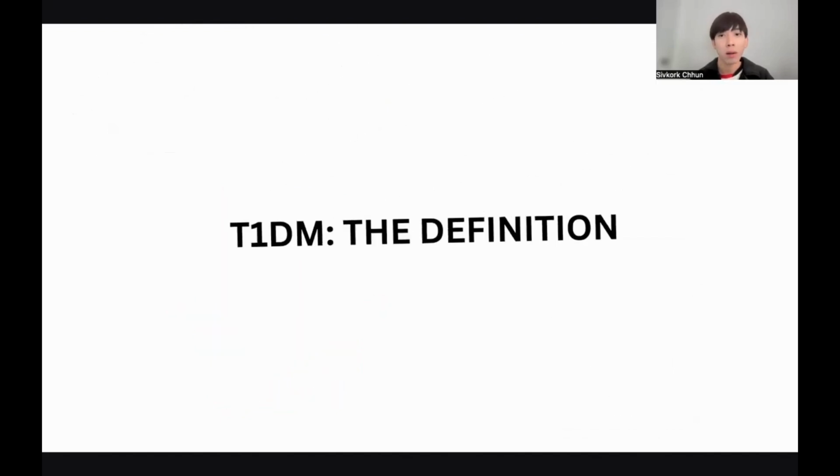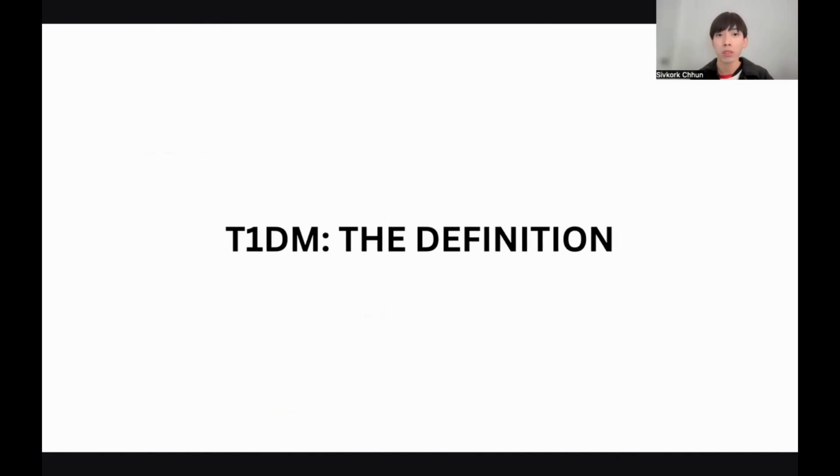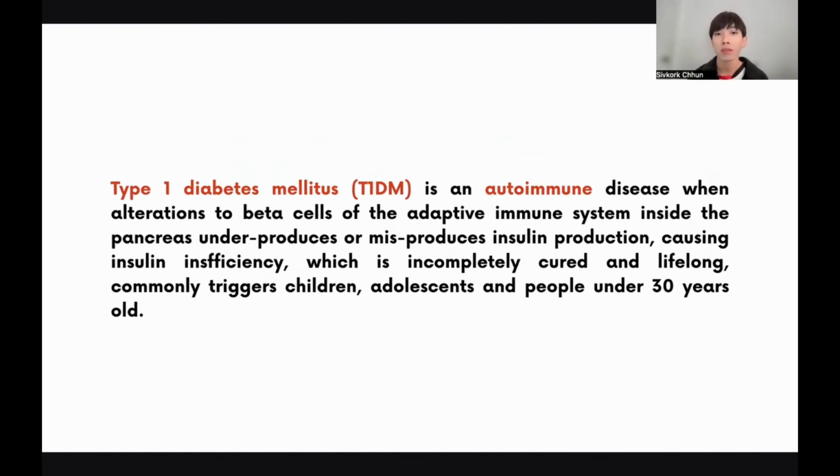So let's begin with the definition. But before I explain the definition, I just want to share some statistical data. The Australian Institute of Health and Welfare reported that 3,000 new cases were diagnosed with type 1 diabetes mellitus in Australia in 2021, and there is no vaccination against type 1 diabetes. And according to Diabetes Australia, it's a government scheme.